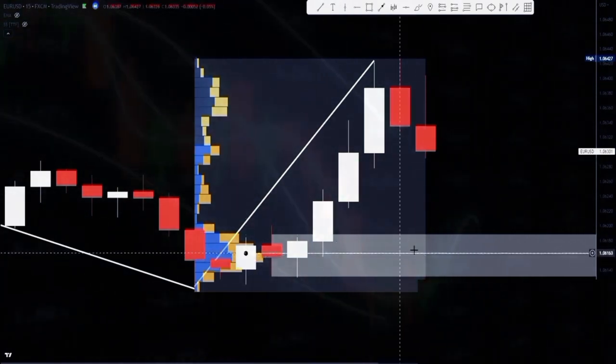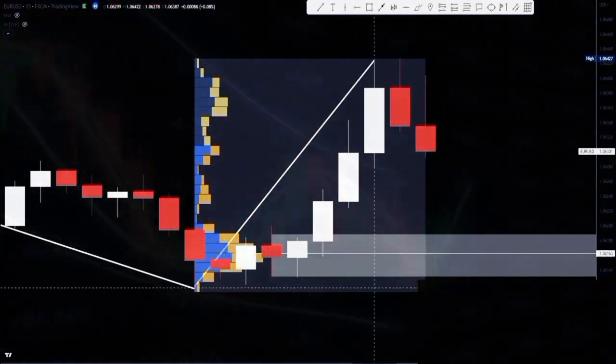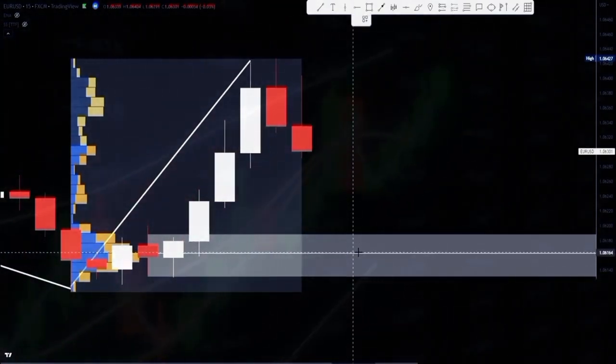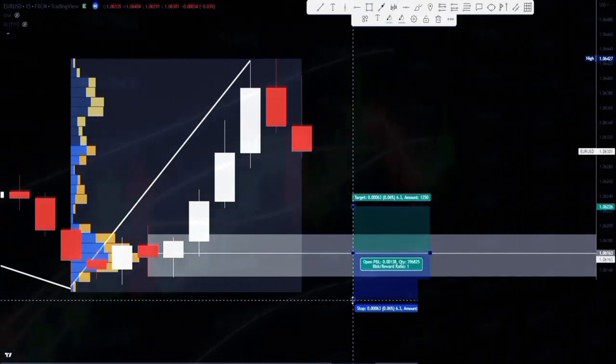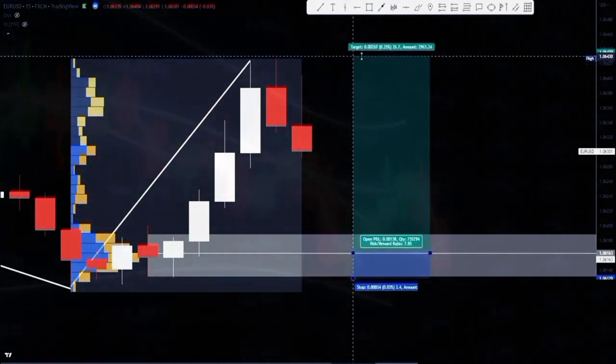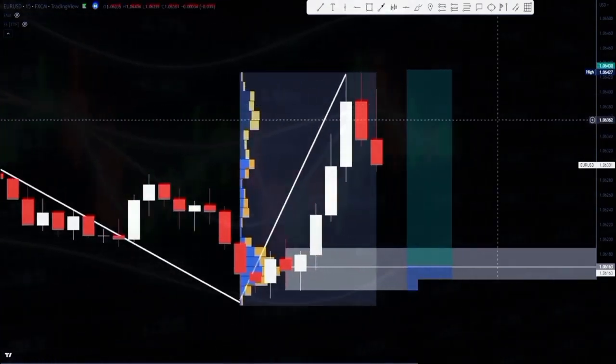So here I have my straight line, and if I am to take this trade, I have extra confirmation now that I can take this trade from this exact point right here with a stop loss, of course, below the order block and the take profit on the previous high. Let's see what happens here.